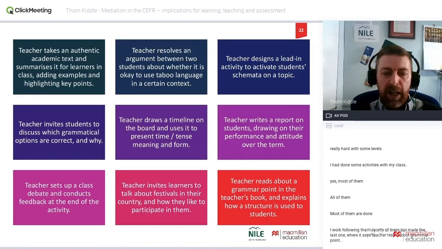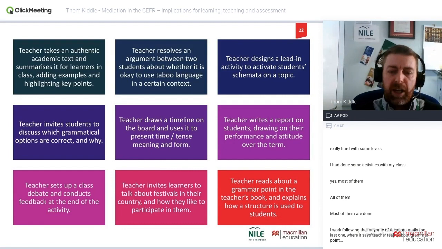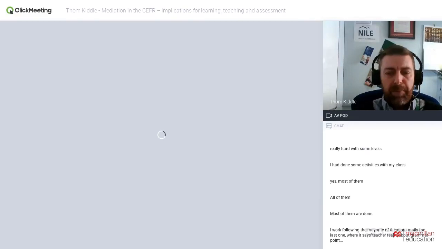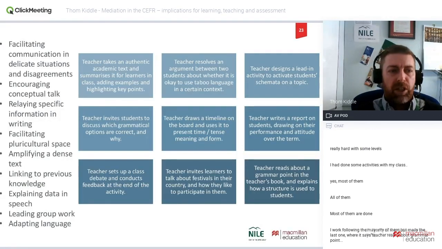So on the next slide, you're going to see the same 9 boxes with the same descriptions of what a teacher might do as part of their professional practice. And you're going to see 9 conceptual descriptions of what the teacher is actually doing when they do the thing in the boxes. And what I'd like you to do is to spend a couple of minutes trying to match the abstract descriptor with the content of the box.